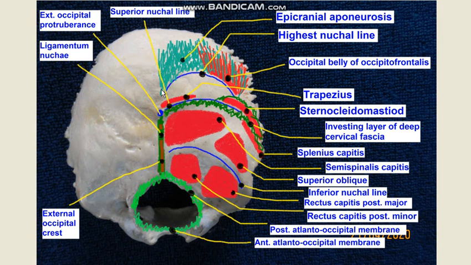Now above the superior nuchal line you can make out another faint set of lines. These are called the highest nuchal lines, and to this highest nuchal line you have the attachment of a structure called the epicranial aponeurosis.